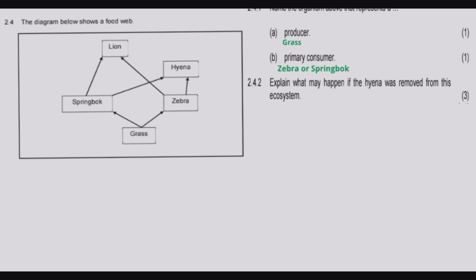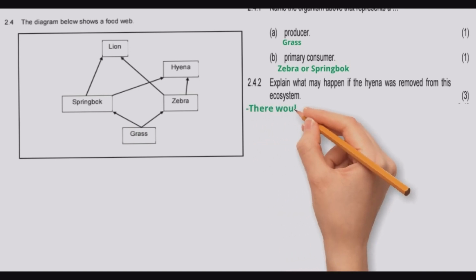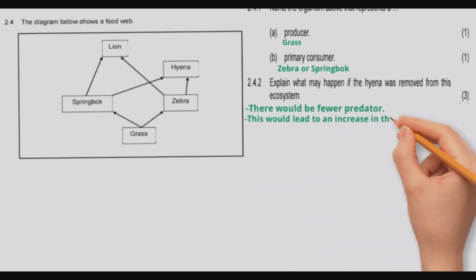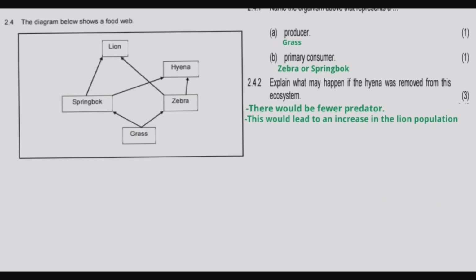Okay, so what would happen is there will be fewer predators. First of all, there is no animal that is eating the zebra and the springbok. That means there will be fewer predators. And this is also going to lead to an increase in the lion population. Now there is no competition for eating animals, so there are a lot of animals for the lion. So the lion will eat a lot and have energy. When they have enough energy, the reproduction process will take place frequently. They will have more energy to reproduce, so there will be a large lion population.